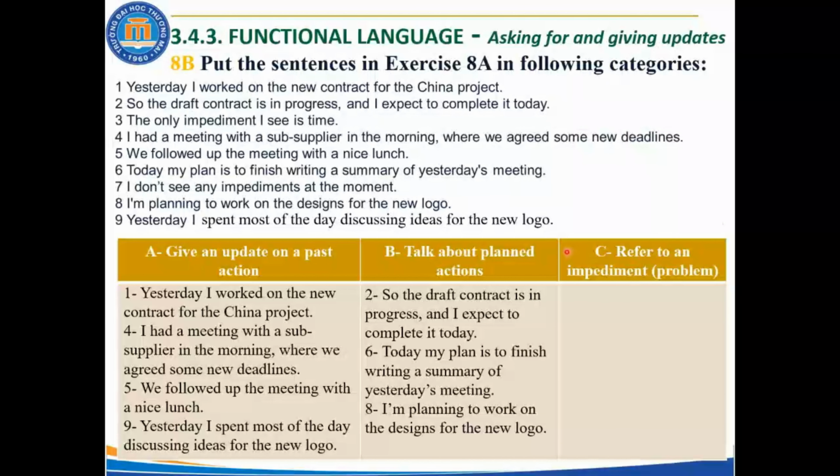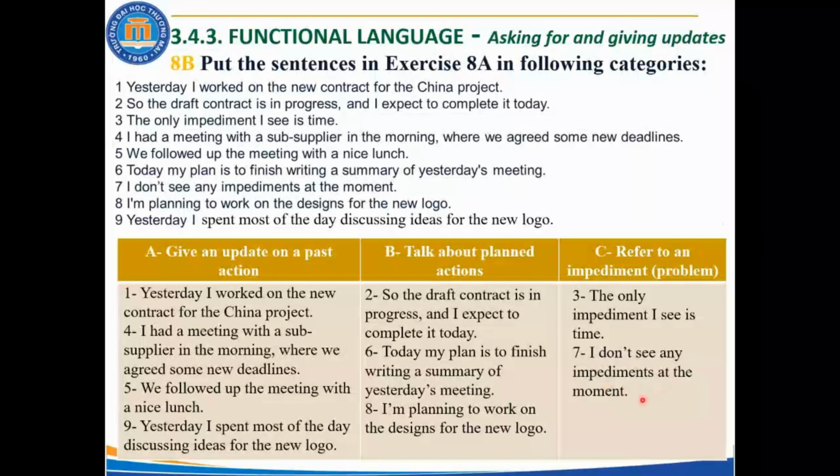And for category C, refer to an impediment or problem. So which sentences from number 1 to number 9 do we put in category C? Number 3, the only impediment I see is time. And number 7, I don't see any impediment at the moment.